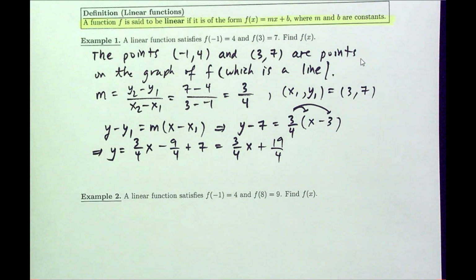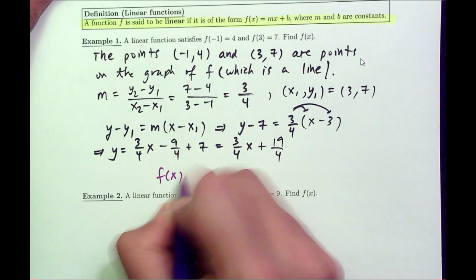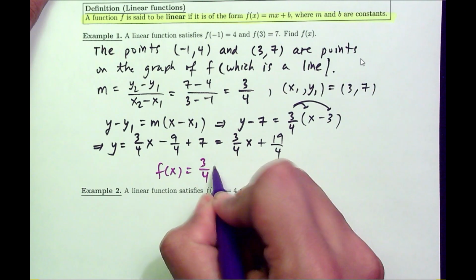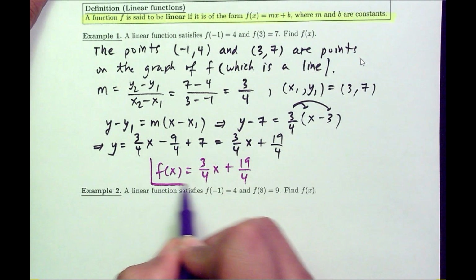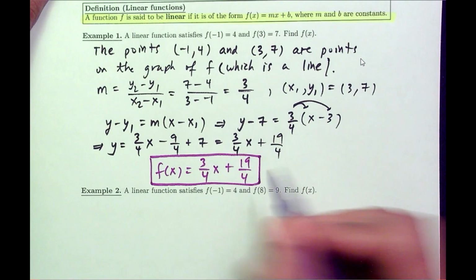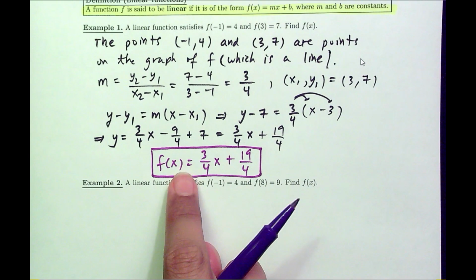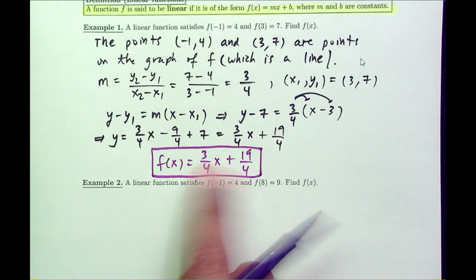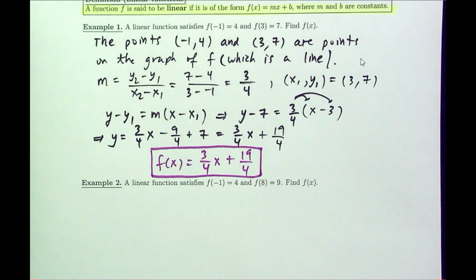So that means the answer is f of x equals 3/4 x plus 19/4. That is the formula for f of x. So instead of writing y equals mx plus b, we write f of x equals mx plus b, y equals f of x. So that's the only difference.